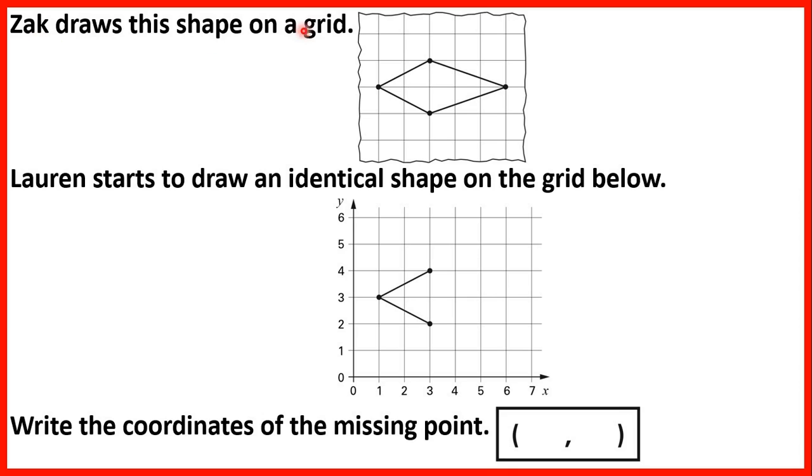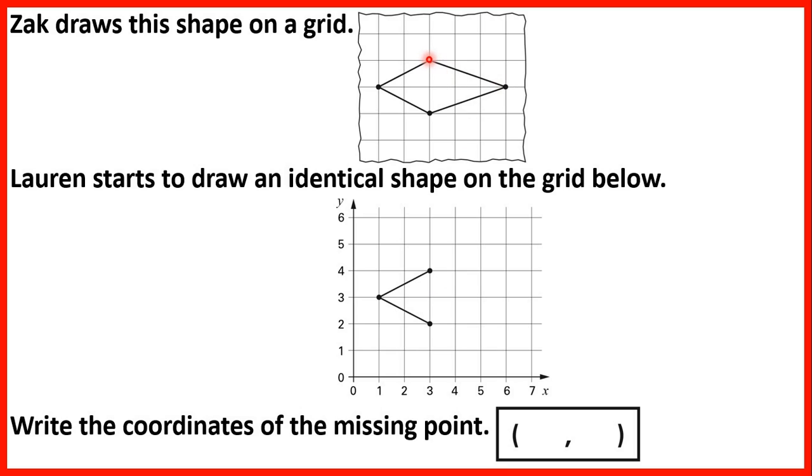Zach draws this shape on a grid. Lauren starts to draw an identical shape on the grid below. Write the coordinates of the missing point. So the word identical tells us that the shape will be exactly the same size. So the point that's missing is this point here.